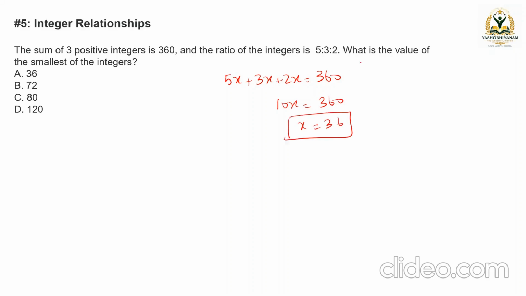Now the question is asking for the value of the smallest of the integers. Smallest is 2x, 2 times 36, which is equal to 72. If you want, you can verify: 72 plus 3 times 36 is 108, plus 5 times 36 is 180. So this total would give me 180 plus 180, which is equal to 360. Got it? You will take hardly a few seconds to solve this problem, which means you can always bank the remaining time and use it for other questions.